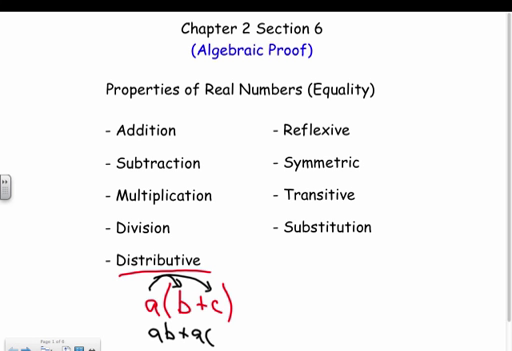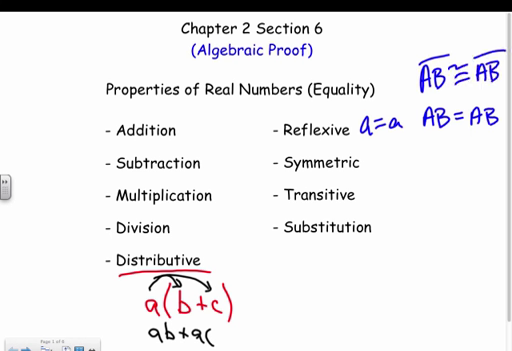Our reflexive property, that's just saying something is equal to itself. And we're going to use that sometimes. So I could say a number is equal to itself. Or a lot of times we'll say a segment is equal to itself. Or possibly a segment is congruent to itself. Okay, those all deal with the reflexive.